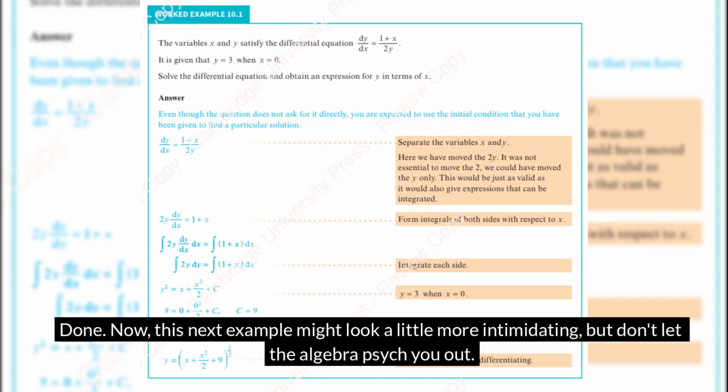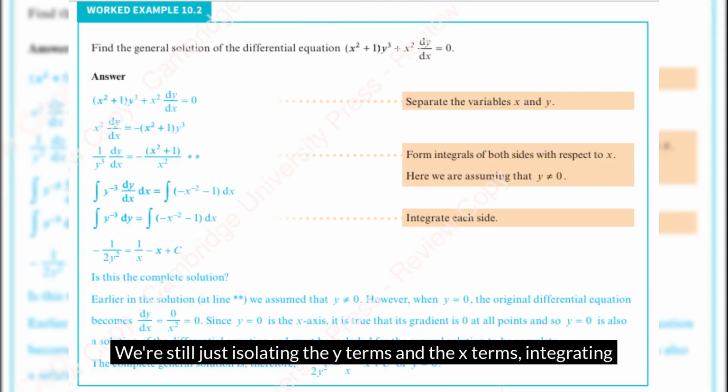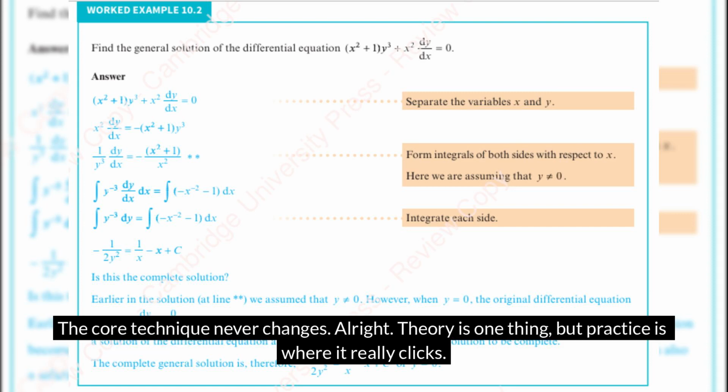Now, this next example might look a little more intimidating, but don't let the algebra psych you out. The process, it's exactly the same. We're still just isolating the y terms and the x terms, integrating both sides, and that gets us to the general solution you see here. The core technique never changes.